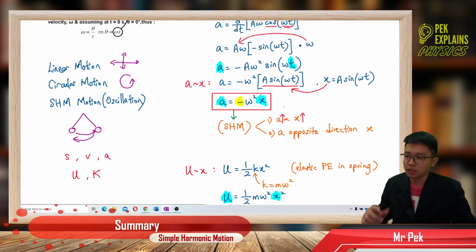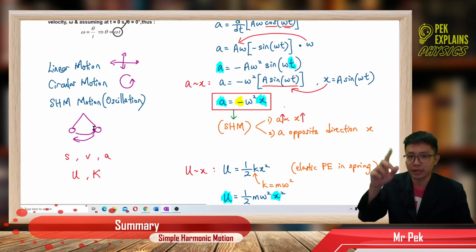in the past you have learned about linear motion. Linear motion is motion going left, right, up and down. After that we learned about circular motion. Circular motion is something that turns around, making a circle. Now we have learned about simple harmonic motion. It's about oscillation of objects, whether it is a simple pendulum or a spring mass system oscillating up and down, or left and right.